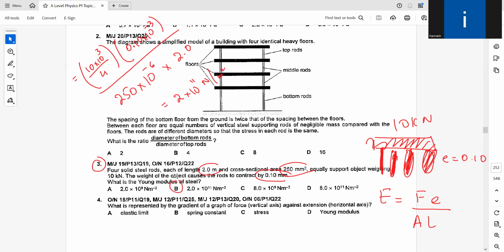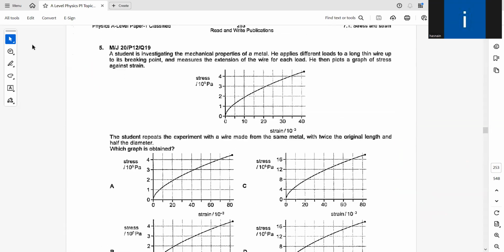So that's B. Question 4 says, what is represented by the gradient of a graph of force and extension? So force here and extension here. So the gradient here would be basically K because according to Hooke's law, K is F over e. So spring constant, that would be B.